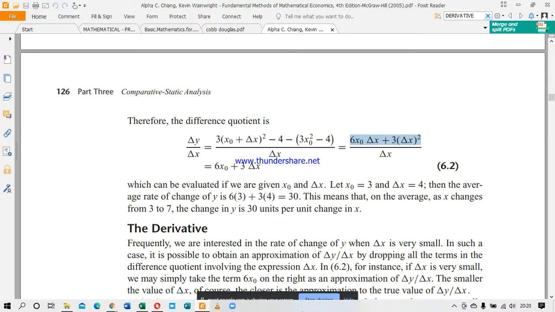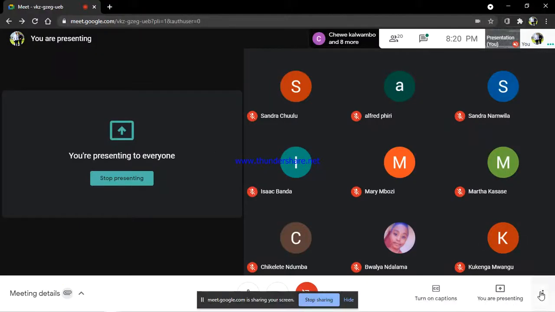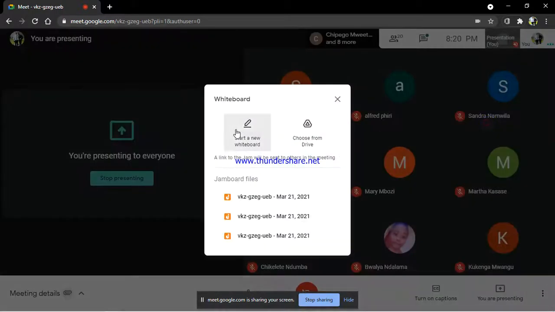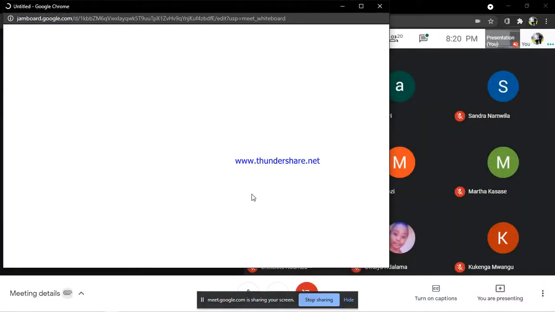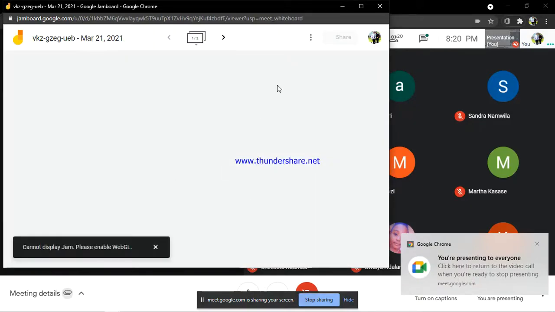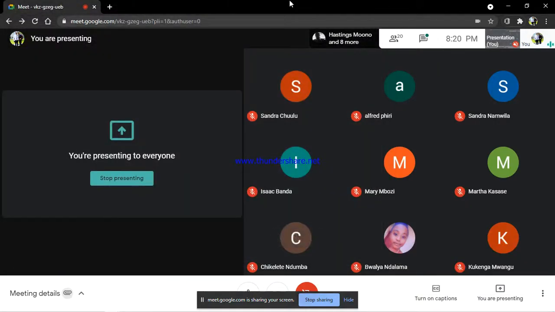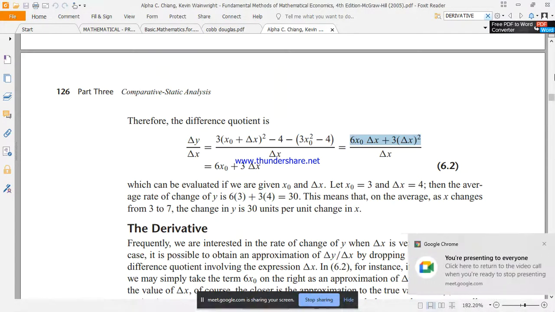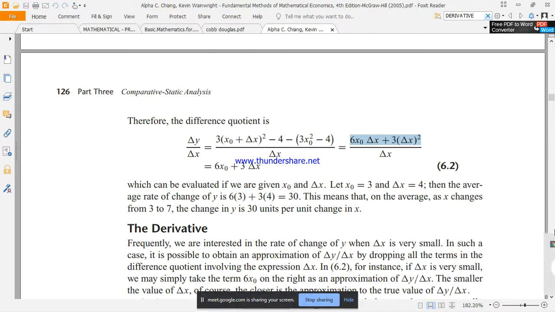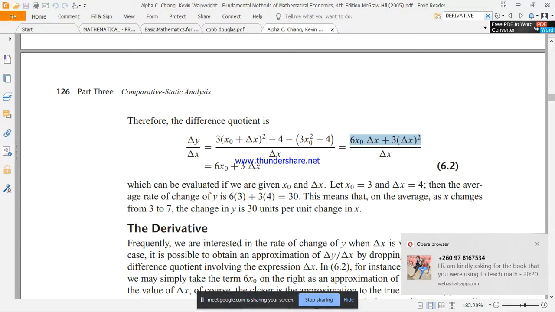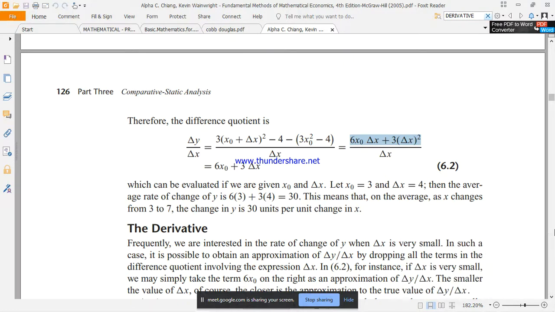Let me just try if the Jamboard can be shared so that you see what I'm talking about. Let's pray hard that it does. This is now depressing. Okay, I'm coming. Let me just finish solving so that even as I'm explaining, I know what I'm talking about. So this will be 6x naught plus 6 change in x plus 16x squared minus 4, minus 3x naught squared minus 4, over change in x.